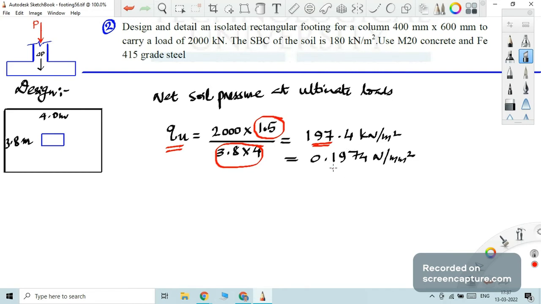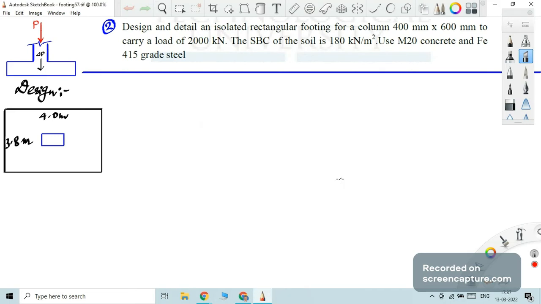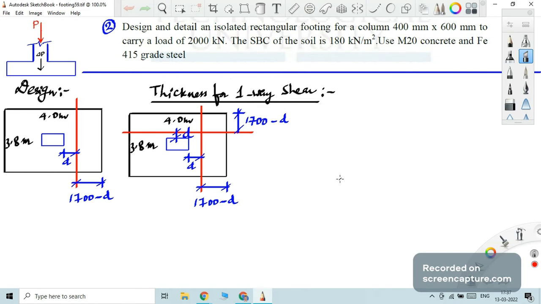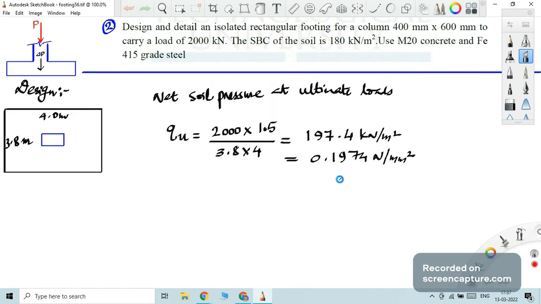So this is for convenience of calculation. I have converted it into Newton per square mm. 0.1974 Newton per square mm is the uniform pressure, because there is no bending, so loading is uniform. 0.1974 Newton per square mm. Now let us start designing this for one-way shear. We have calculated the pressure as 0.1974 from the footing.